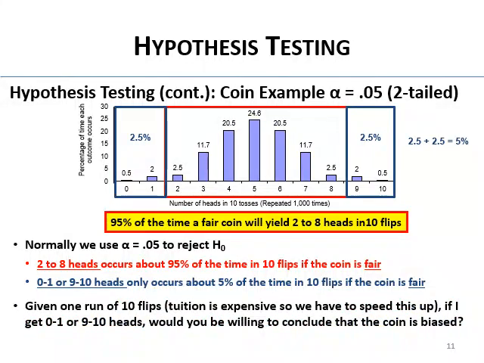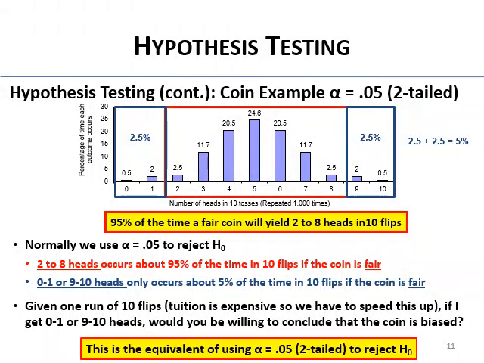So given one run of 10 flips, and again, tuition is expensive, so you've got to get out of school at some point. You can't do your dissertation forever trying to prove truth, because you can't. Would you be willing to say my coin is biased if I got 0 or 1 or 9 or 10 heads in my 10 flips? If so, guess what? That's the same thing as using an alpha of 0.05 two-tailed to reject a null hypothesis. You're saying if you get something that would only happen 5% of the time just by chance, I'm going to conclude your coin is biased. There's some sort of other thing going on here. So hopefully this works as a metaphor here.